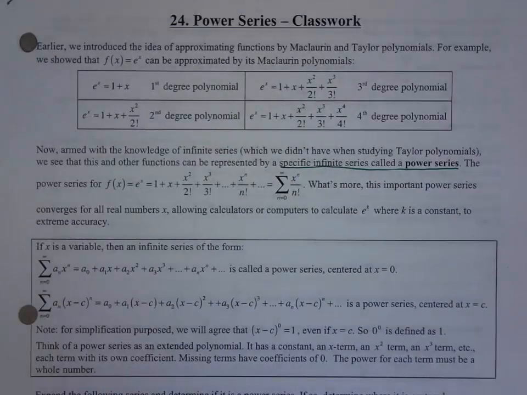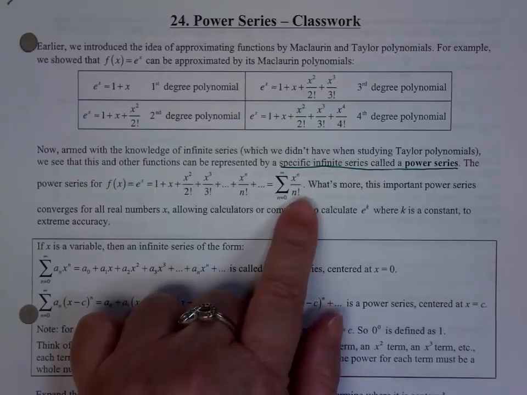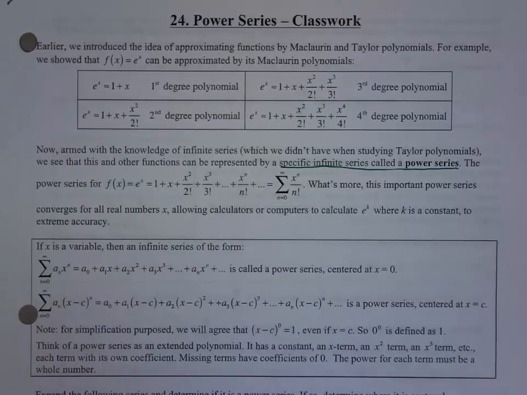Okay. Now, this is a specific infinite series called a power series. What makes this different from what we just finished learning about is not only in your summation do you have n's, you also have x's. All the ones that we analyzed for convergence and divergence were just n's. Now we're going to have them with x's in them.